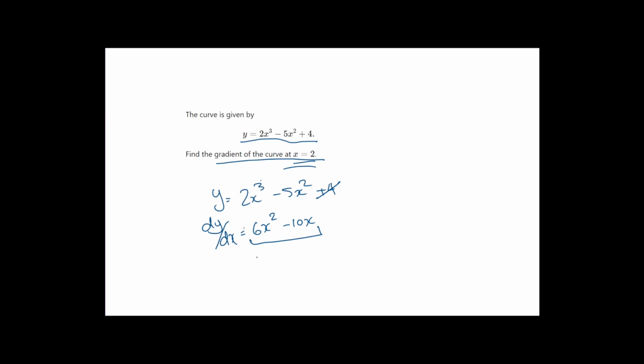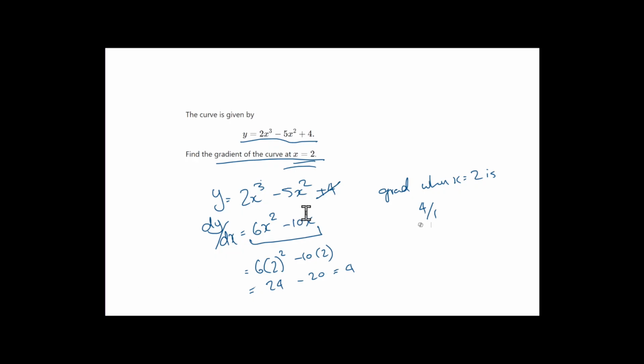And now we're going to substitute x equals 2 in there. So wherever there's an x, we're going to put in 2. So it's going to be 6 times 2 squared minus 10 times 2. So 2 squared is 4. 4 times 6 is 24. Minus 20 is 4. So the gradient when x equals 2 is 4. 4 over 1, really, if you want to be technical about it.